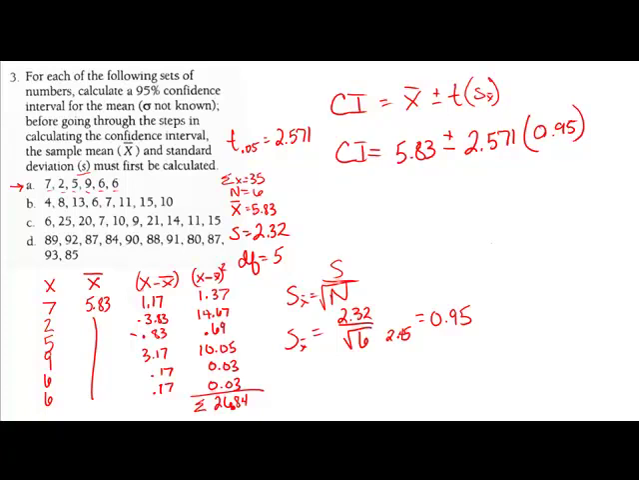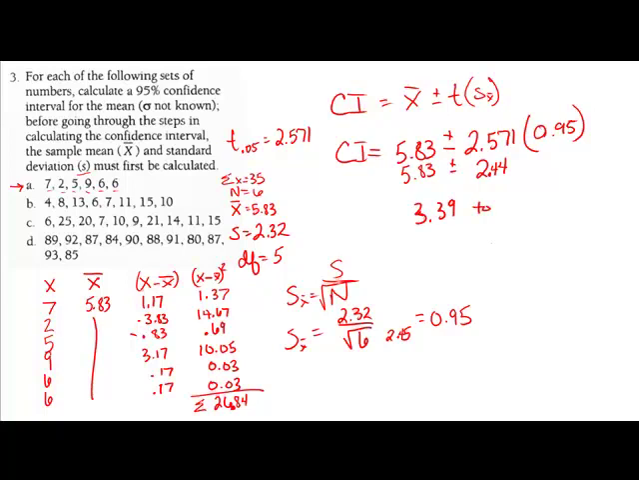So let's do math. What do we do first? Between addition, subtraction, and multiplication, we do the multiplication first. 2.571 times 0.95. That is 2.4424, so I'll leave that, 2.44. And we'll take our mean, 5.83. And we'll first subtract to get the lower bound. And that is 3.39.